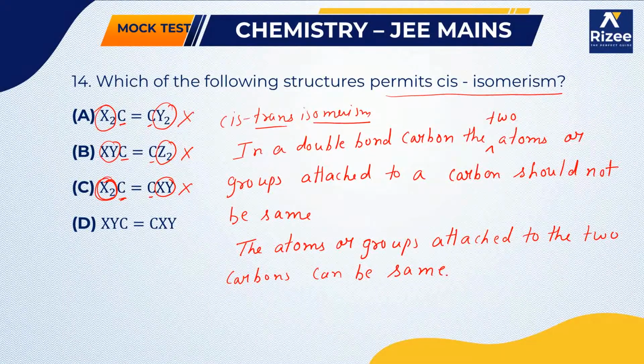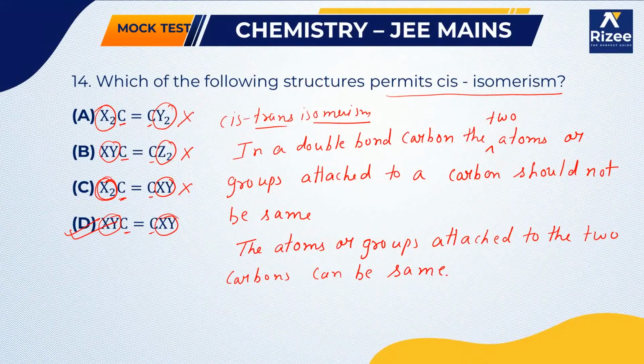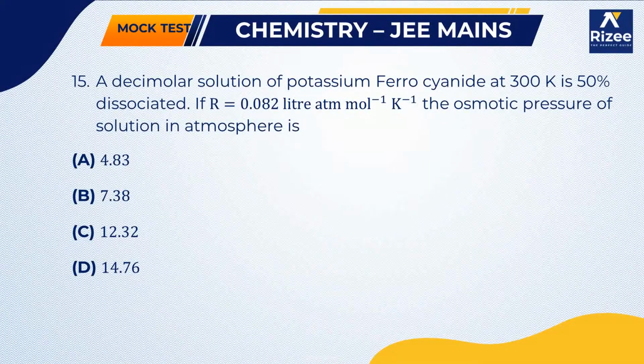And for the fourth one you can see, for this carbon these two groups are different, and for this carbon these two groups are different, so here it can show cis isomerism. Okay, so next, moving on to the next question.